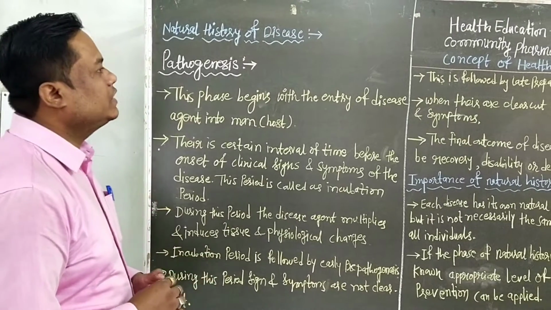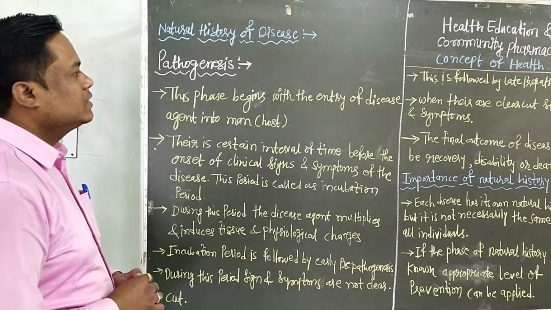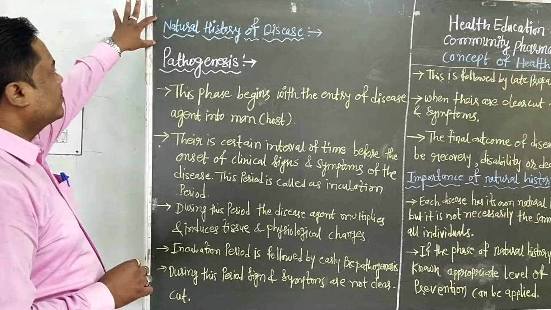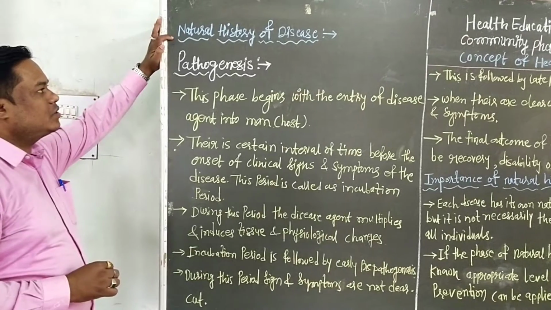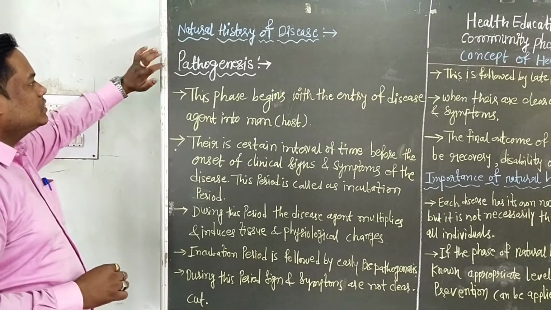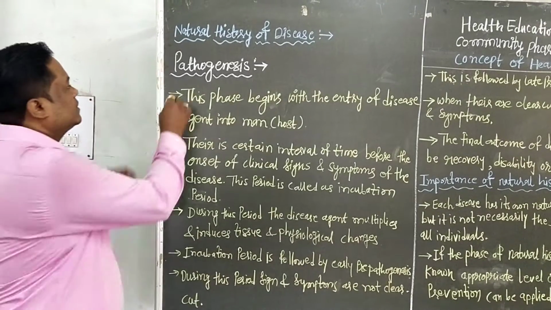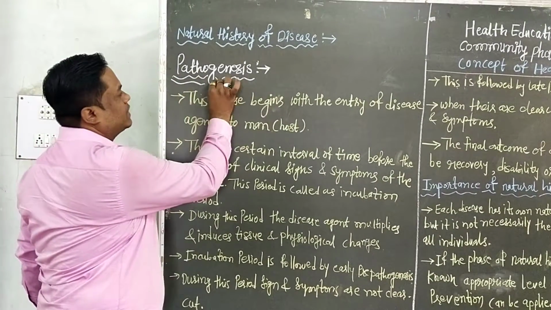Today's subject is health education and community pharmacy. You have to see chapter number 1, that is concept of health, and you have to see the subtopic natural history of disease. In this you have to see the process that is called pathogenesis.